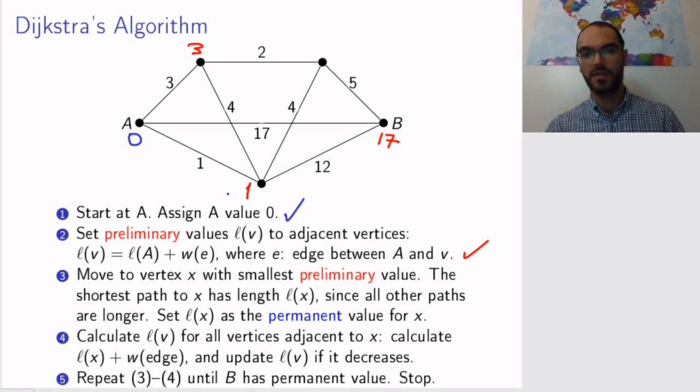Now I look at, among the red numbers I now have, which one is the smallest. It's this number 1. This tells me that this vertex cannot be reached by any shorter path, because any other path would have to go, starting from A, through some other vertex adjacent to A. To go there, I would have the length 17, or to go there, the length 3, which are both greater than 1. So now I'm confident that my 1 is the best possible for this vertex, and I make this 1 permanent.